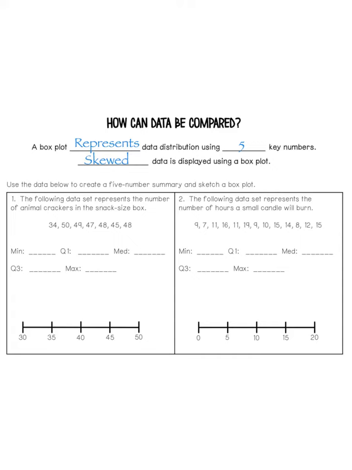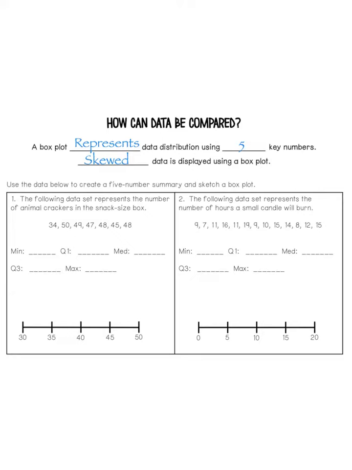Hi guys, so today we're going to look at box plots. A box plot represents data distribution using 5 key numbers. Skewed data is displayed using a box plot. We're going to use the following data to create the 5-number summary and sketch a box plot.